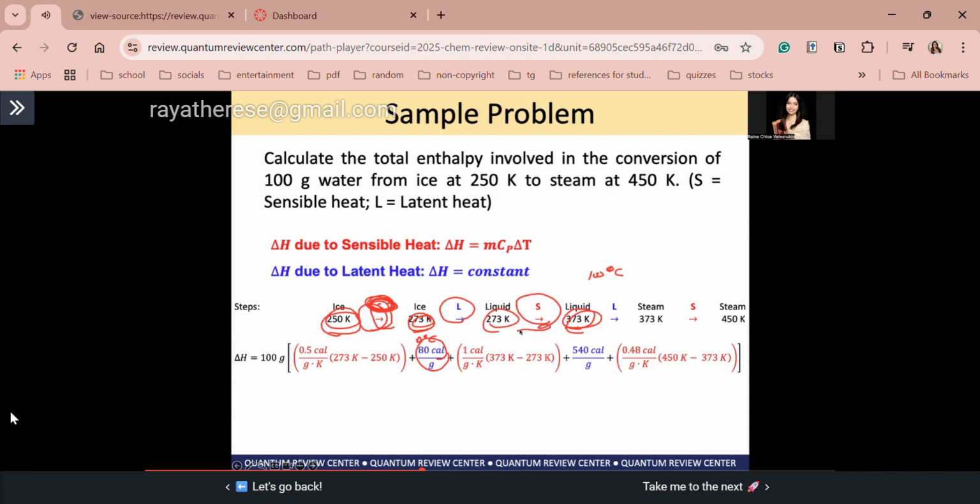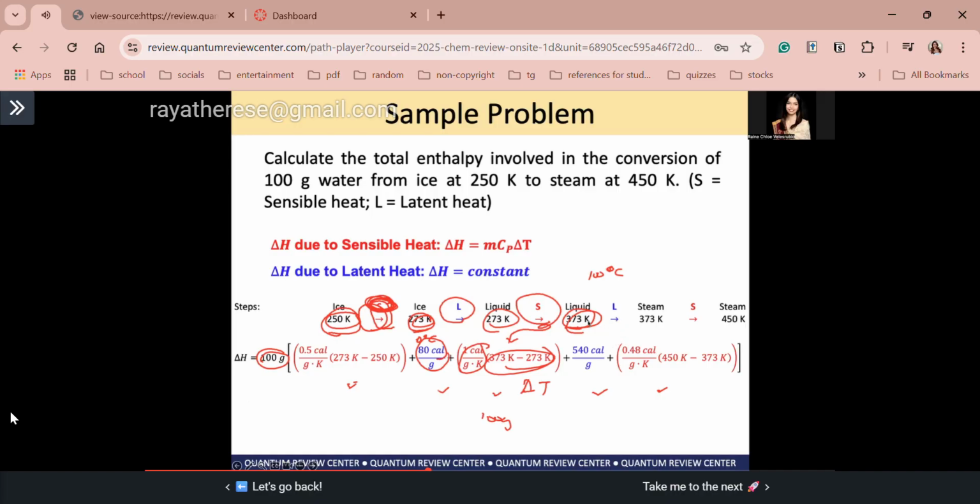And you can calculate sensible heat through this equation. Delta H is equal to M Cp, which is 1 cal per gram Kelvin, times 373 minus 273. So this is the change in T. Okay? Notice, guys, I already factored out the 100 grams here. Because all of these steps need the 100 grams mass. That's why I just took it out of the equation.